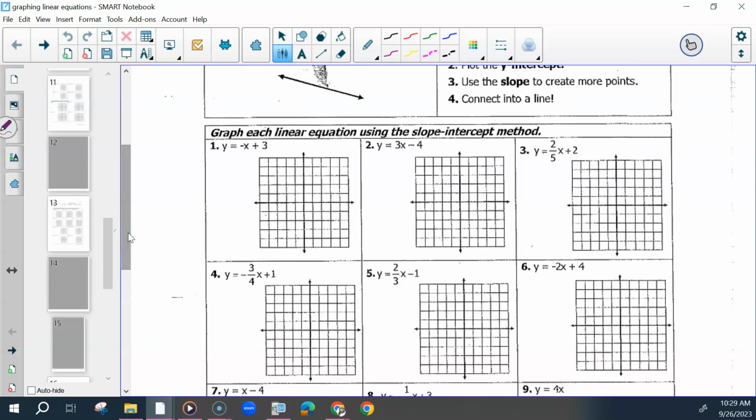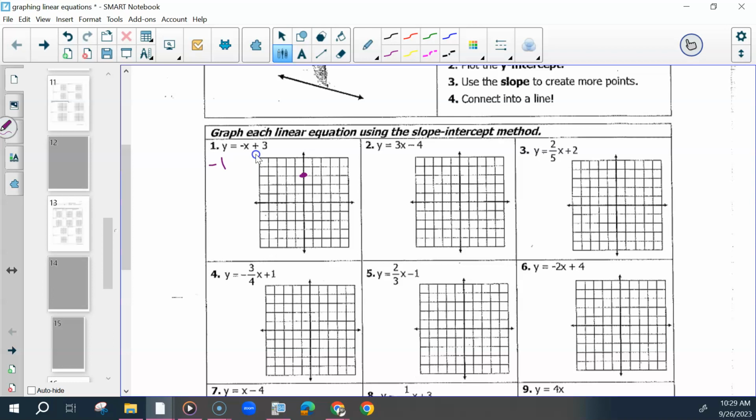So this is already in slope-intercept form. So we can start with our y-intercept, 3. If the graphs are hard to read, outline your x and y axis. Just make them thicker, bigger, easier to read. And then our y-intercept is going to go on our y-axis at +3. Go ahead and put a point at 3. What is our slope? -1.